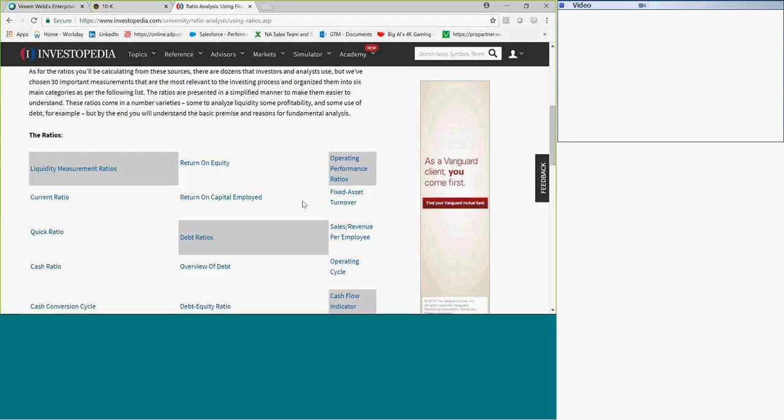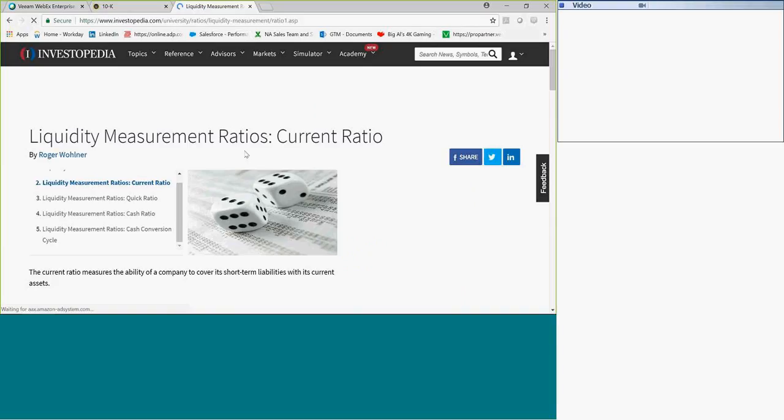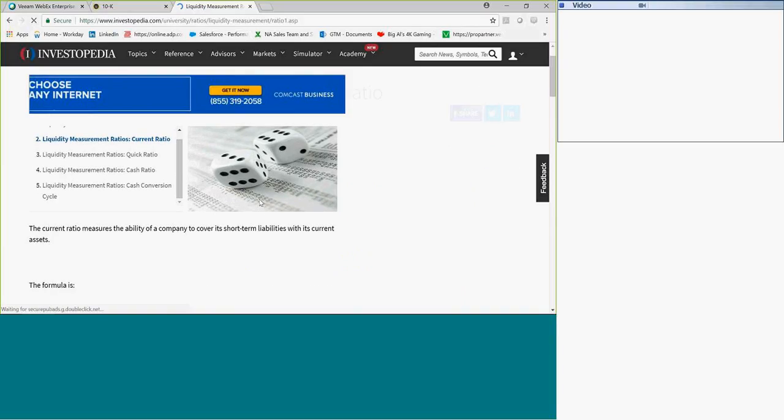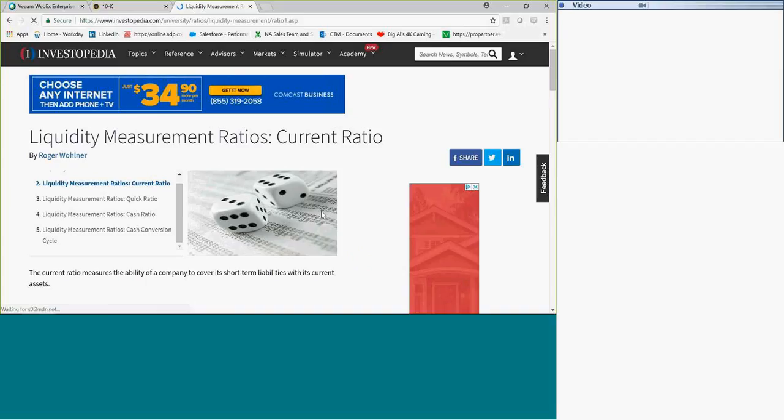Next time we'll talk about these in categories and why they're important. So for example, I did this by putting in ratio analysis, and this first link came up on Investopedia. There are 100 links on stuff like this. So, ratio, one example. The ratio is a liquidity ratio.